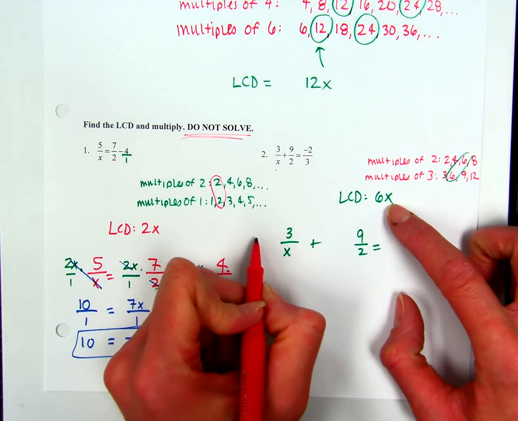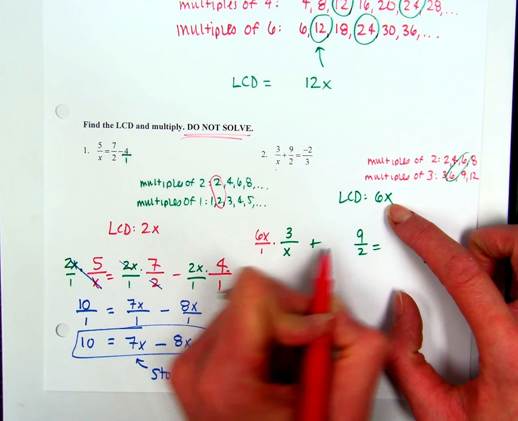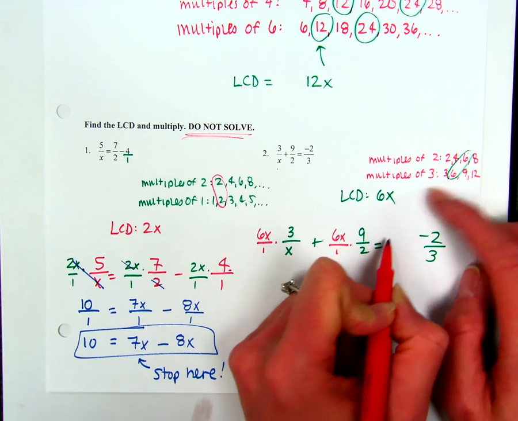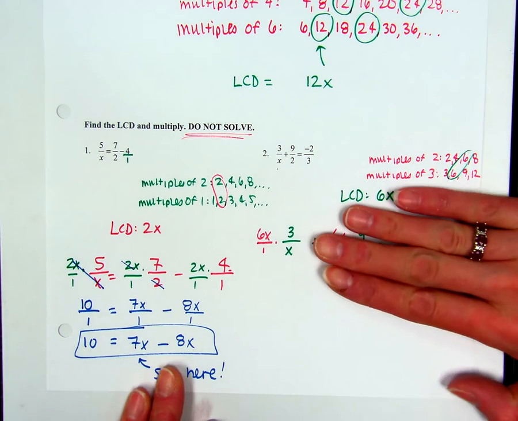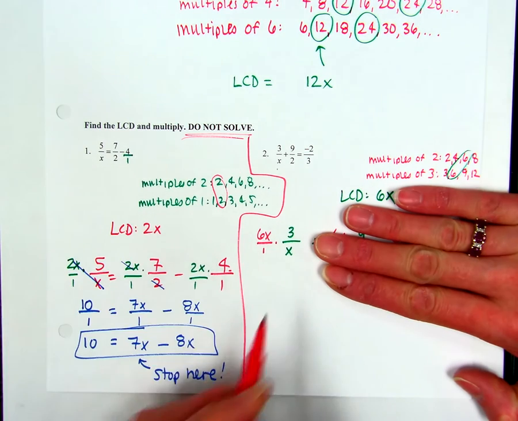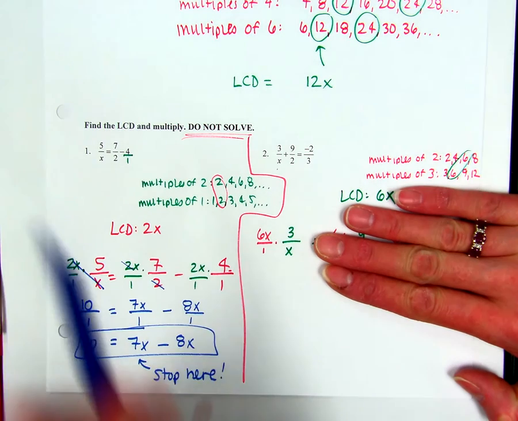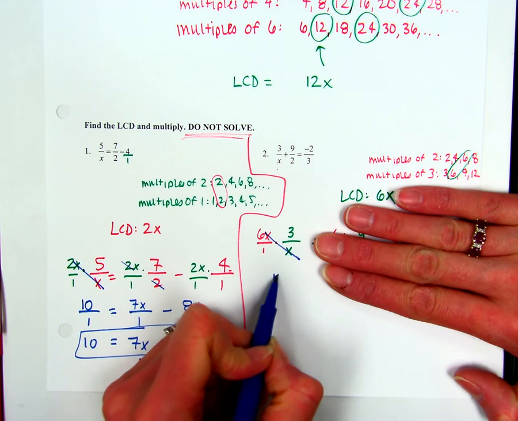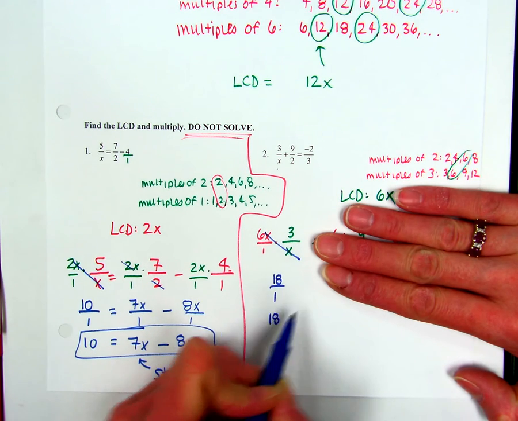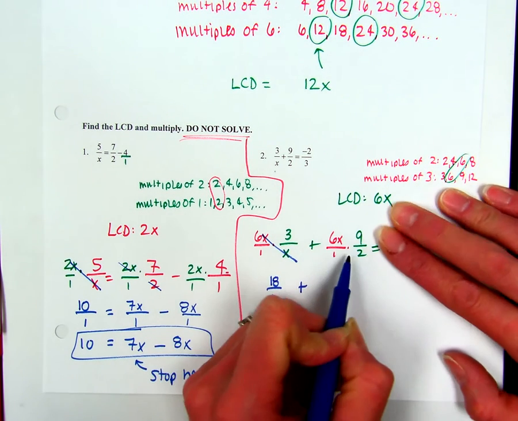So I'm going to take this LCD and multiply 6x over 1, 6x over 1, 6x over 1. And then within each portion of the problem, you're going to cross off anything that's the same. So I'm going to cancel my x's. I'm left with 18 over 1, which is just 18. I have my plus sign.